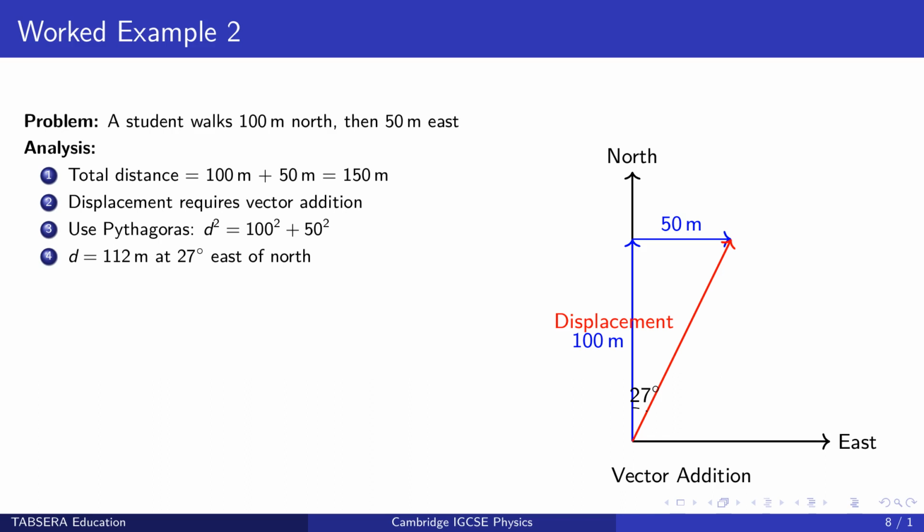Second, displacement requires vector addition because it's the straight line distance from start to finish. Third, we use Pythagoras' theorem. Displacement squared equals 100 squared plus 50 squared. Fourth, calculating. Displacement equals 112 meters at 27 degrees east of north. The diagram shows the path in blue and displacement in red.